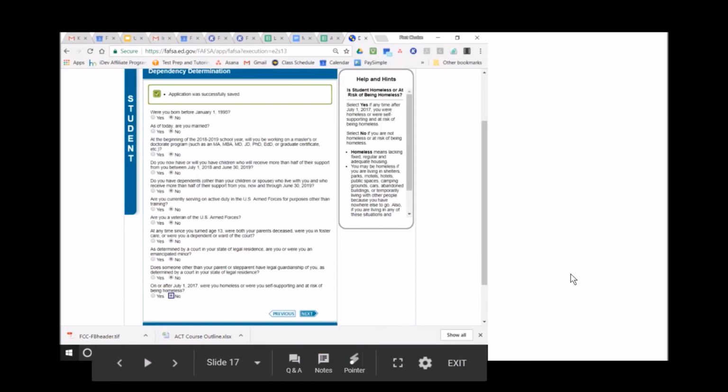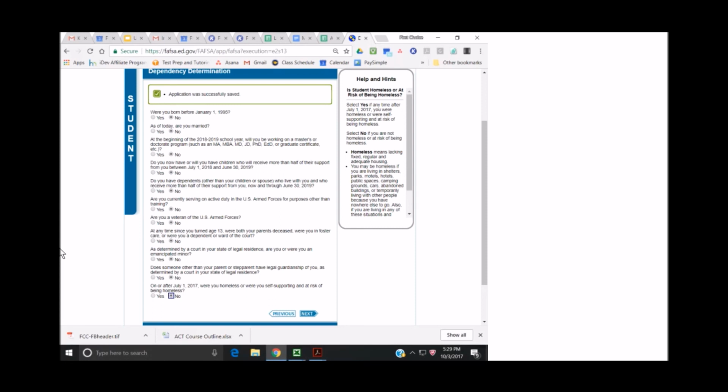Now the next section we're going to is the dependency determination. They ask these questions to determine whether the student is dependent, so depending on the parents, or an independent student. Unless you can answer yes to one of these questions, the student will be considered a dependent student, and you'll be required to enter in the parental information.